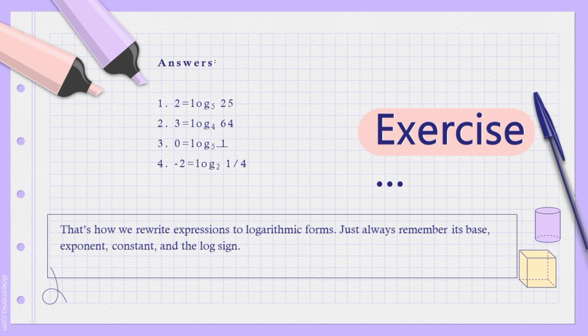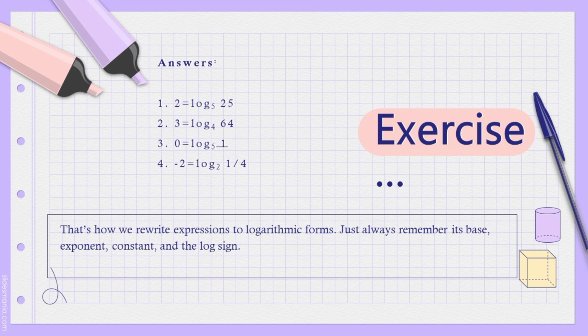Number 3, 0 is equal to log base 5 of 1. The exponent 0 will go to the left side, add an equal and the log sign, then the base will just remain there, and the constant term, which is the number 1, will go to the right side. So now we have 0 is equal to log base 5 of 1.